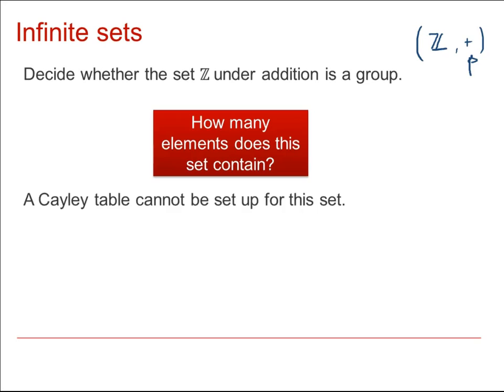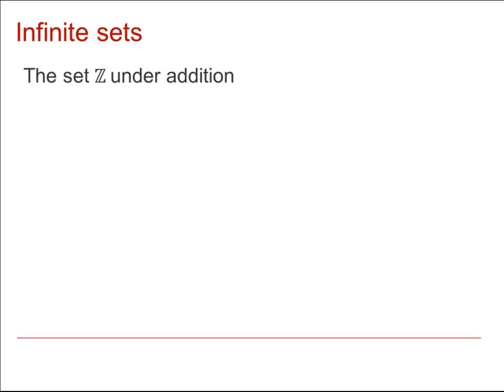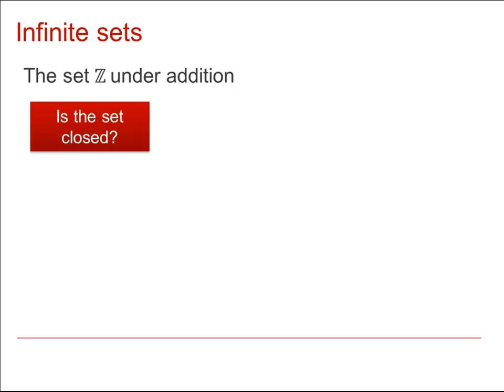However, that doesn't stop us deciding whether it's a group, because we can use our knowledge of integers and how they combine to see whether each of the group axioms is satisfied or not. So again, taking them one at a time, is the set closed? Well, we can say that for all values a and b that are elements of the integers, then a plus b is also an element of Z, so yes, it is closed.